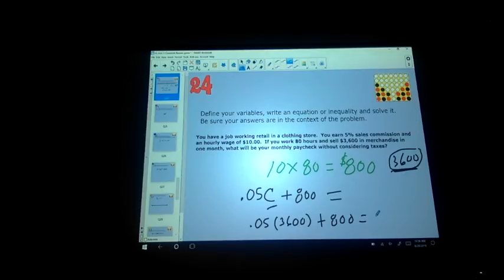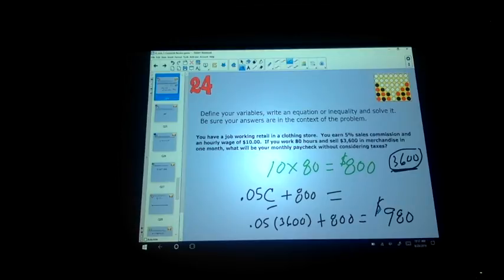Done. So, did I do it wrong? No, you're doing it right. So is it $180 in commission? Yep. Did I do that right? Yes. So 0.05 times 3,600 is 180. 180 added to the 800, so you made $980 on your paycheck. You're like, dude, I sold $3,600. Yeah, but the company has to make money too.